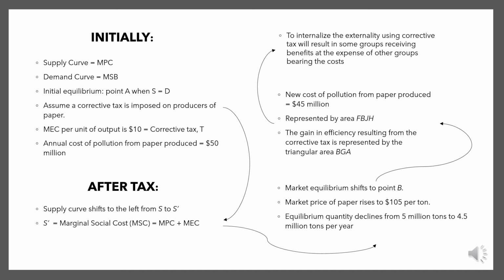To internalize the externality using corrective tax will result in some groups receiving benefit at the expense of other groups bearing the cost. So that's all from us.